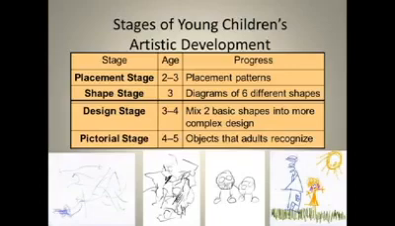The shape stage is a term used by Kellogg to describe the drawing of 3-year-olds that consists of diagrams in different shapes. Children draw 6 basic shapes: circles, squares or rectangles, triangles, crosses, X's, and forms.